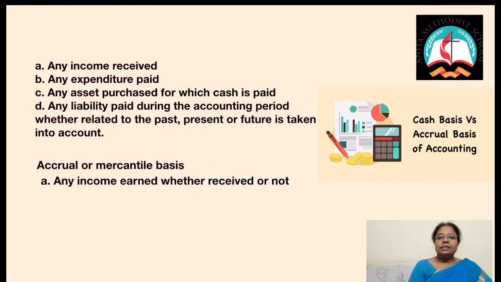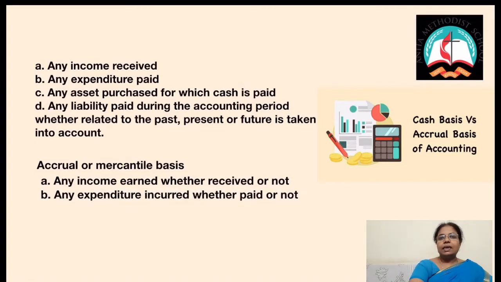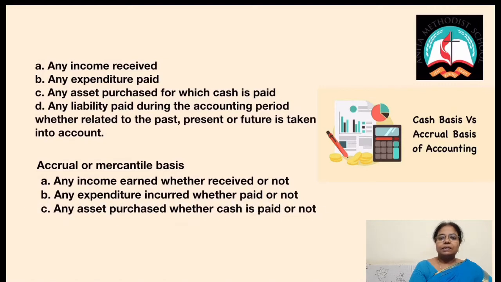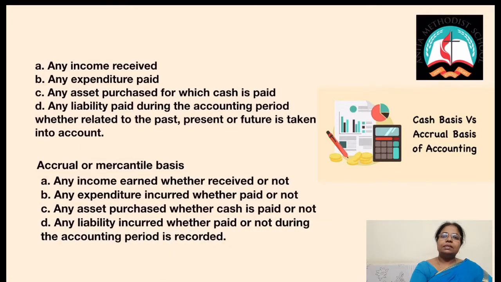Next one is accrual or mercantile basis. So let us see what are the items that are recorded on this basis. Here any income earned, whether received or not, will be recorded. Any expenditure incurred, whether paid or not. Any asset purchased, whether cash is paid or not. Any liability incurred, whether paid or not during the accounting period, is also recorded.